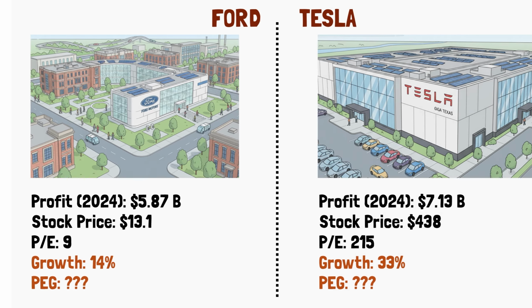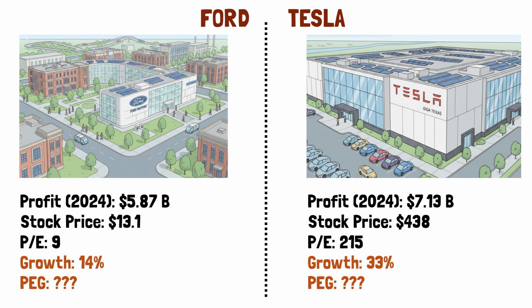Now let's calculate the PEG ratio for both companies using these growth estimates. Ford PE of 9 over 14% growth equals 0.64. Tesla PE of 215 over 33% growth equals 6.52.